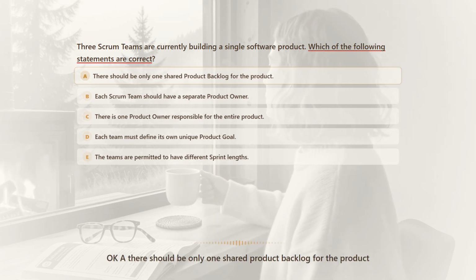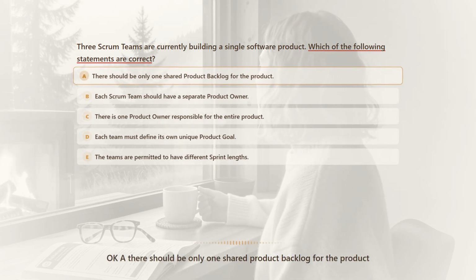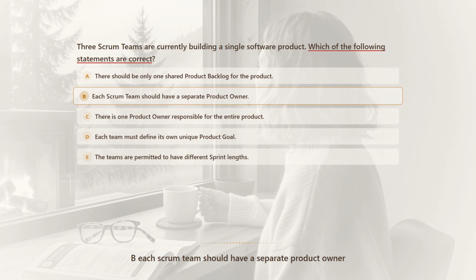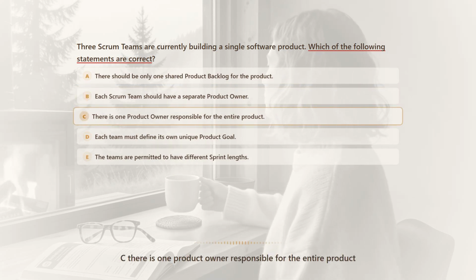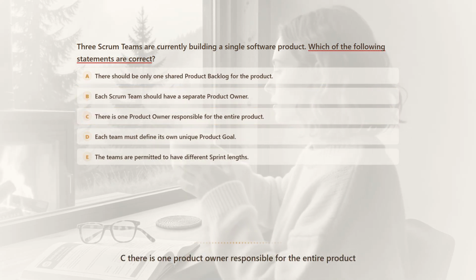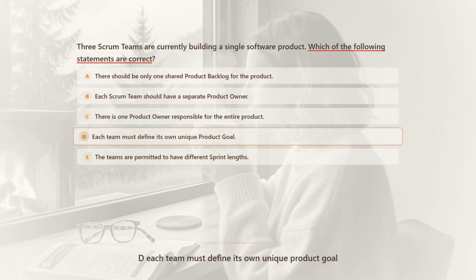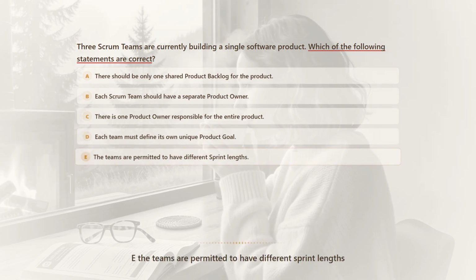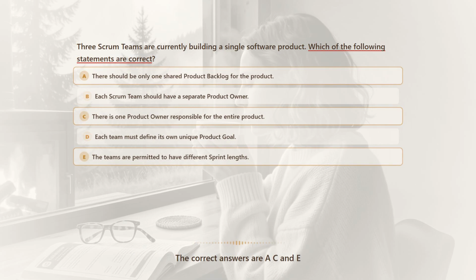Okay, A, there should be only one shared product backlog for the product. B, each Scrum team should have a separate product owner. C, there is one product owner responsible for the entire product. D, each team must define its own unique product goal. E, the teams are permitted to have different sprint lengths. The correct answers are A, C, and E.